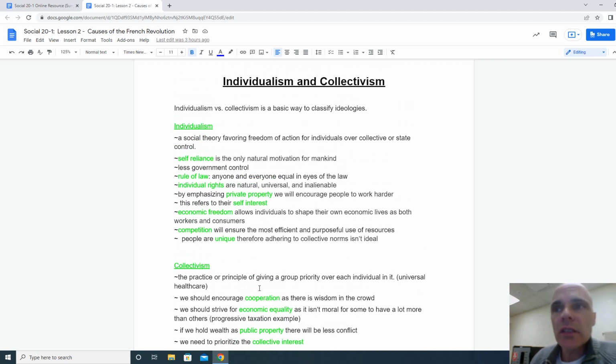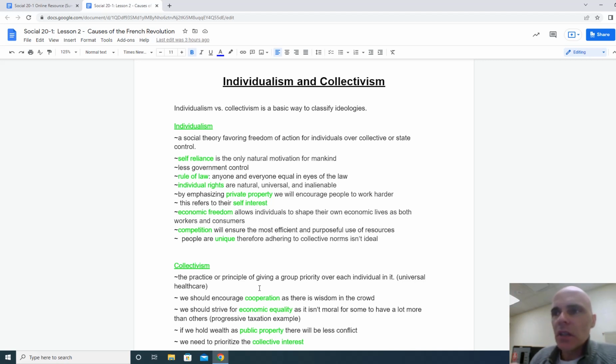So to an individualist, we like to build a society based on self-reliance. It is the only natural motivation for mankind. This will equate with less government control, less government intervention, freedom from, not freedom through government. We'll see rule of law, and individual rights are seen as natural, universal, and ultimately inalienable. They cannot be taken away. By emphasizing private property, we will encourage people to work harder. This refers to their self-interest, what Adam Smith called the invisible hand, or greed.